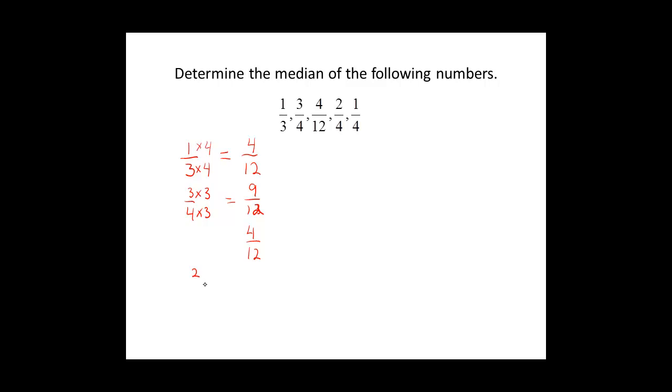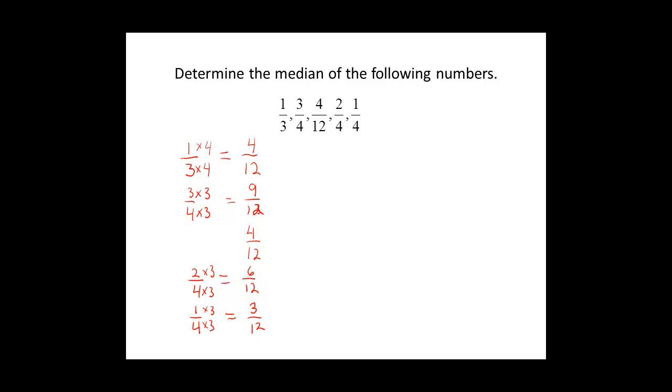Next, we will work with 2/4. We need to write 2/4 with a denominator of 12. We multiply by 3 in the numerator and the denominator, and our new numerator will be 6. So 6/12 is equal to 2/4. And finally, we need to change 1/4 to have a denominator of 12. What did we multiply 4 by to get 12? We multiplied by 3, so we need to multiply the numerator by 3 as well. So our new numerator is 3. So 3/12 is the same thing as 1/4.